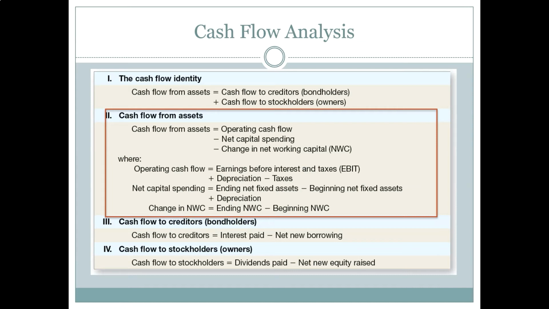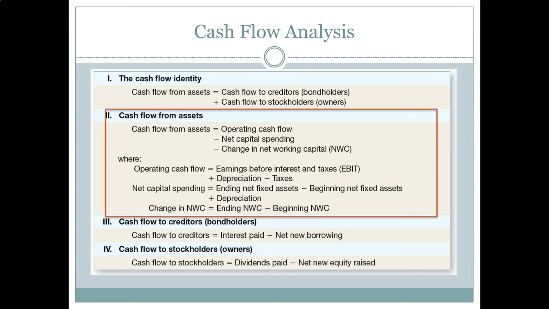And that says that cash flow from assets, the operating description, is equal to operating cash flow minus something called net capital spending minus something called the change in net working capital. And if we describe this formula in words, operating cash flow is the money that the firm generates from its operations. So revenue from operations minus cost from operations. Whatever is left over, this is money that we can then put to use in the firm.